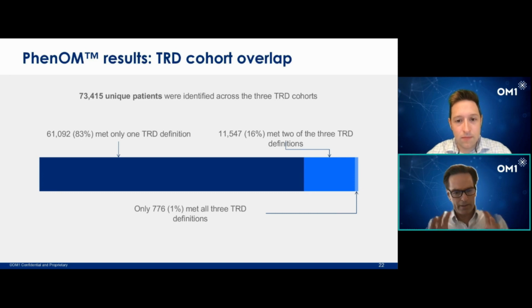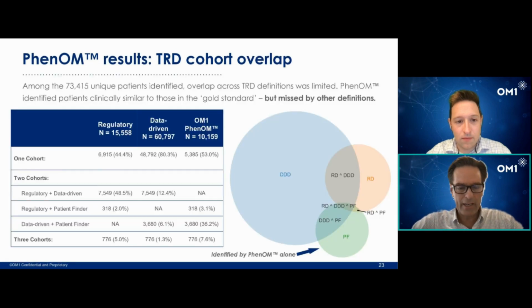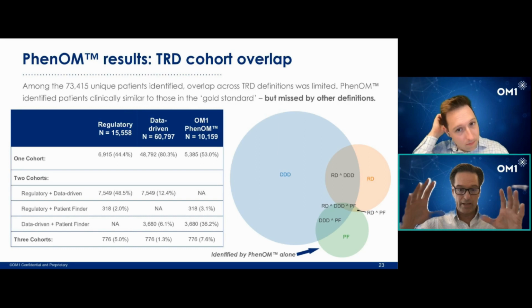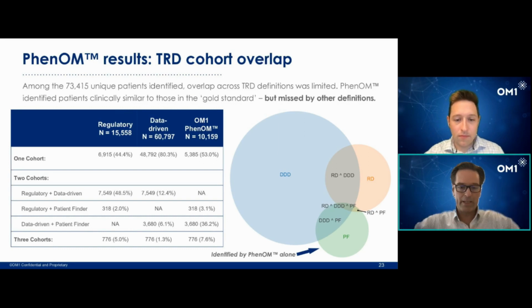But then going back to the sort of Venn diagram, well, what does that actually look like? And pardon the eye chart here, but I'll focus your attention to the right of the slide, where the 3 Ds are that data-driven definition. So that's the biggest population by far. And then you can see the RD is the regulatory definition, sort of straddling the fence to the right, and then the OM1 AI-driven patient finder definition, equally straddling the fence, but with very little overlap over the three. And this was a bit of a surprise finding.